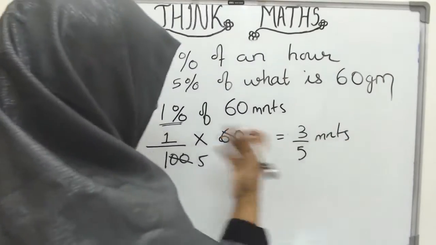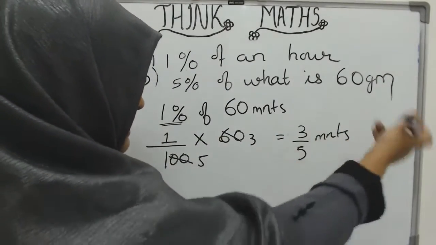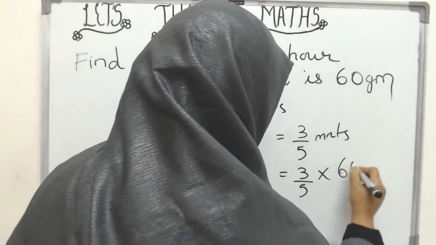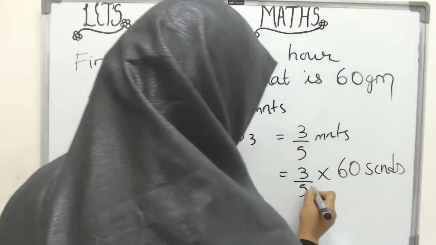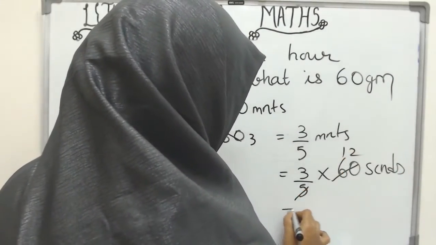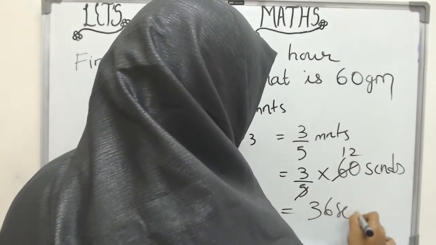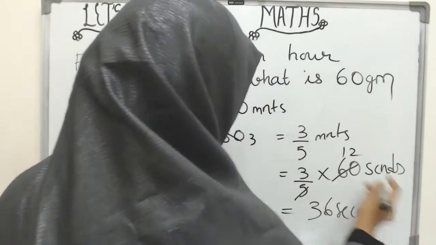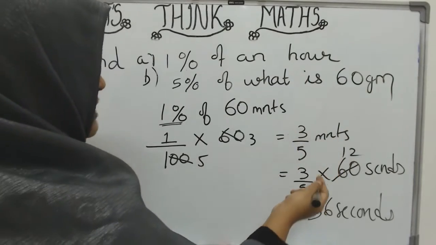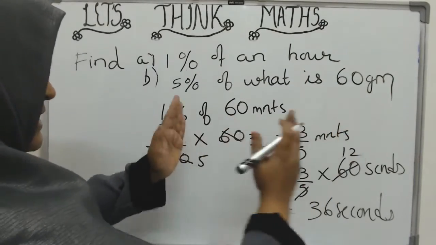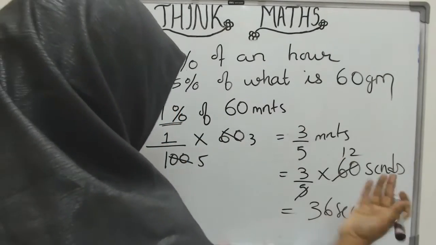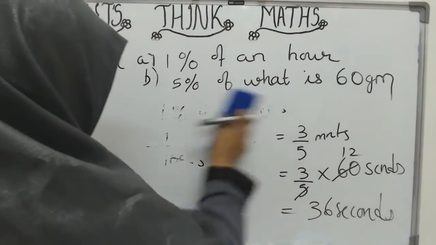Now what is 3 by 5 minutes? 1 minute is 60 seconds, right? So 3 by 5 into 60 seconds. So again, 36 seconds. Both are correct. Either you can just leave it in minutes, 3 by 5 of 1 minute. If you take 1 minute, split it into 5 parts, take 3, that is the answer, or you can change it into seconds. Now look at the second question.